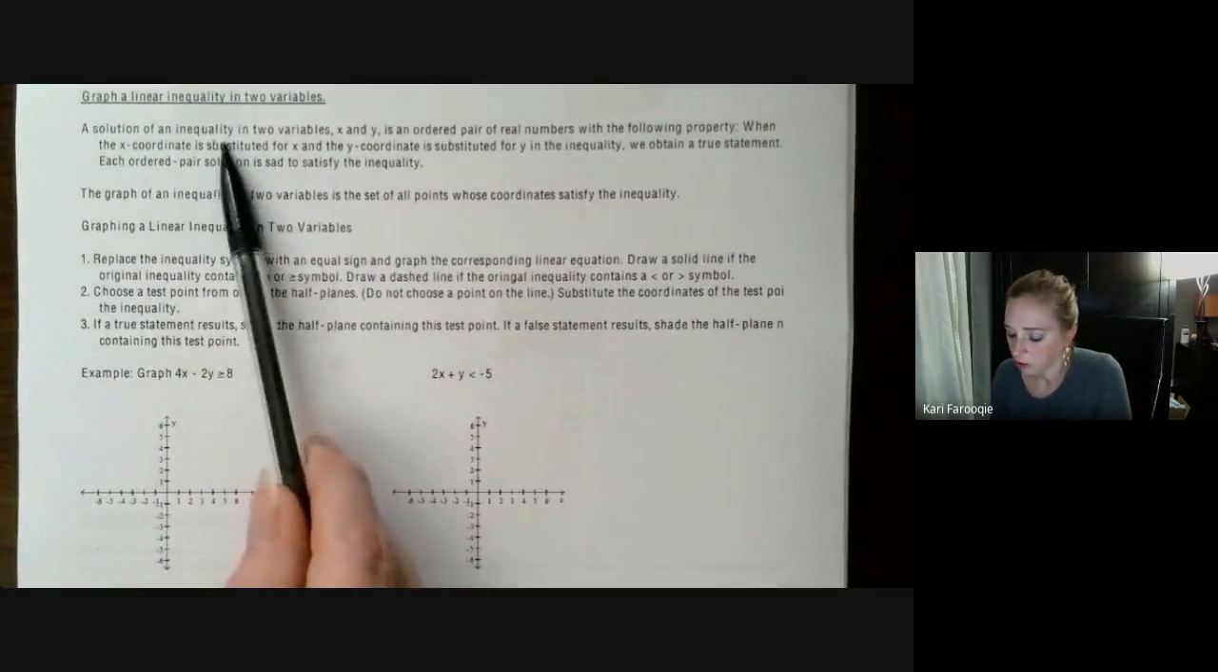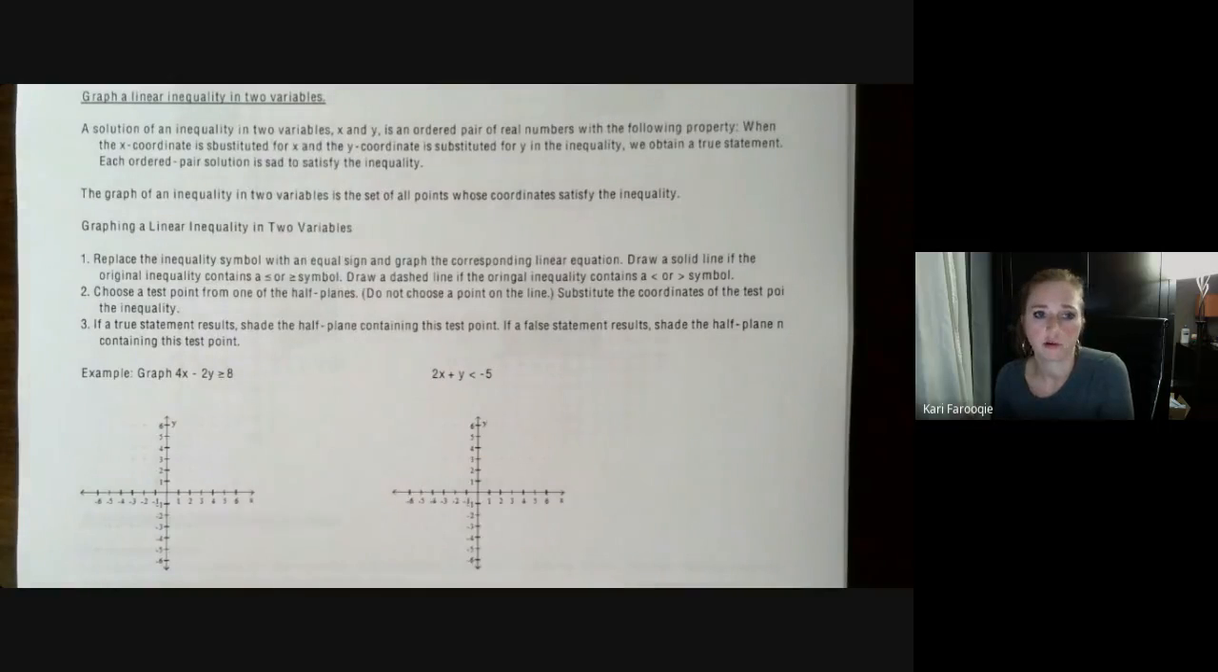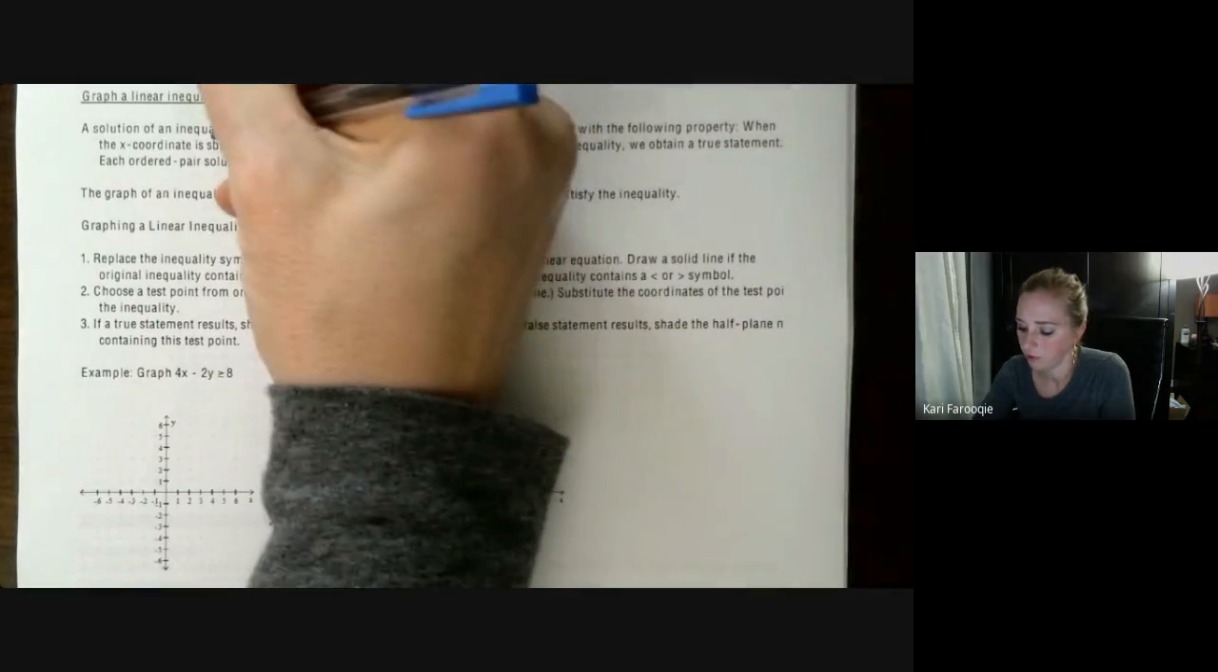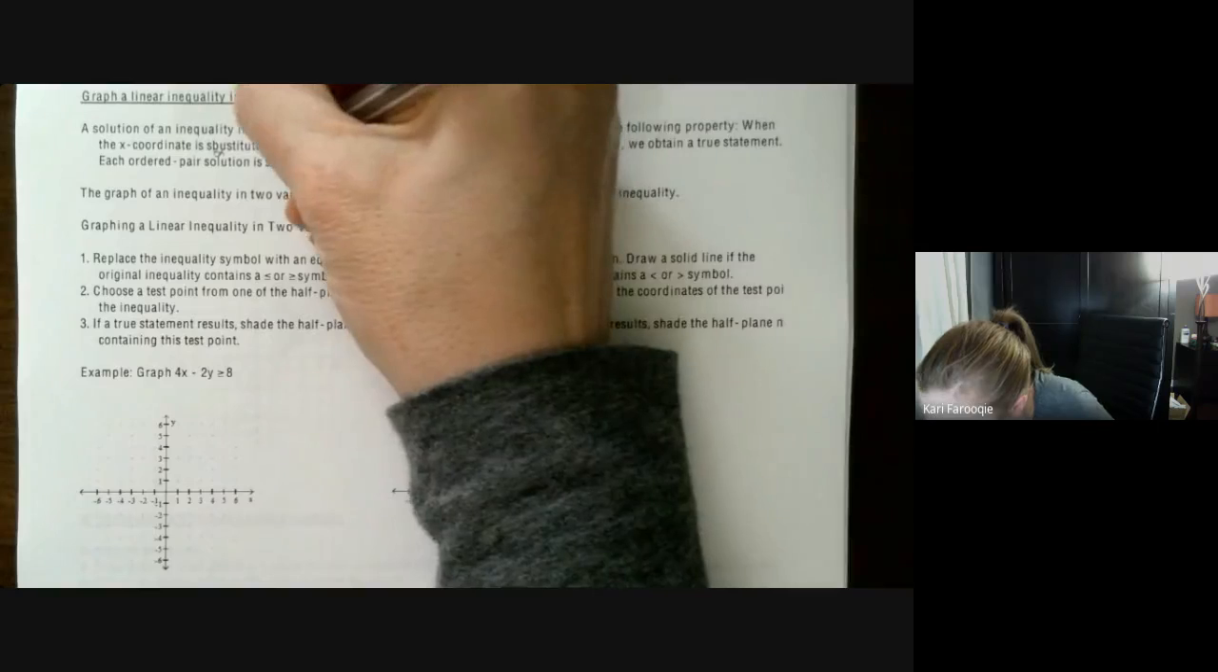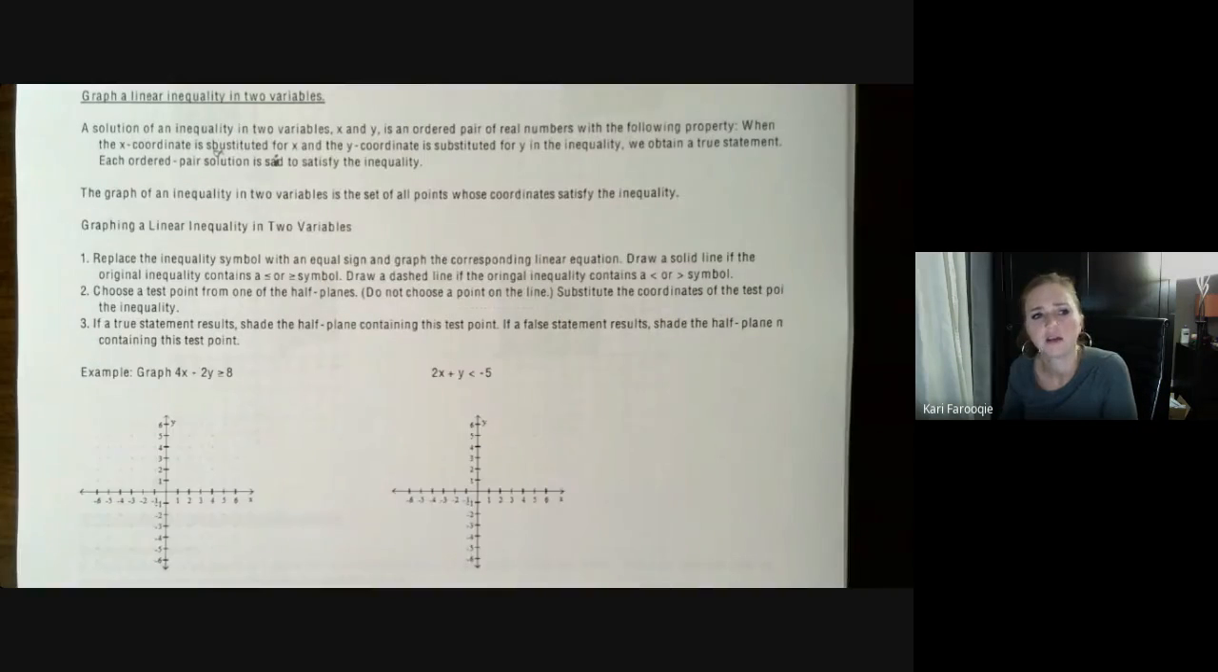A solution of an inequality in 2 variables, x and y, is an ordered pair of real numbers such that when the x-coordinate is substituted for x and the y-coordinate is substituted for y, we obtain a true statement. Each ordered pair solution is said to satisfy the inequality. The graph of an inequality in 2 variables.